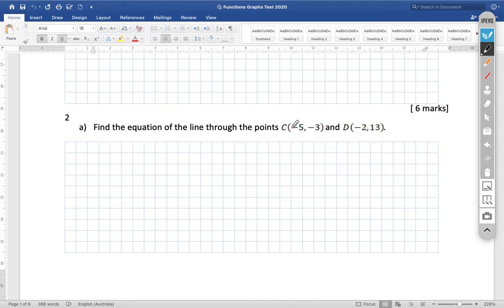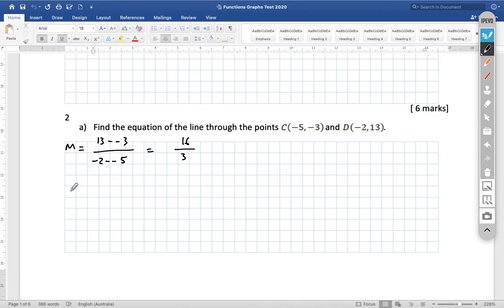Find the equation of the line through these points. I need a gradient. Gradient equals change in y on change in x. It's 13 minus minus 3, that's a 16, and it's minus 2 minus minus 5. What's the minuses? We get 16 on 3. Minus 2 plus 5 is 3.